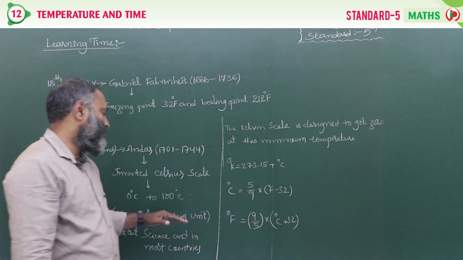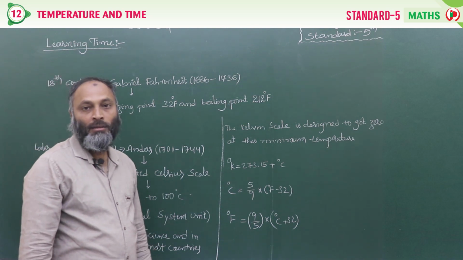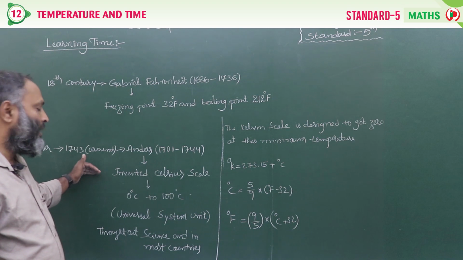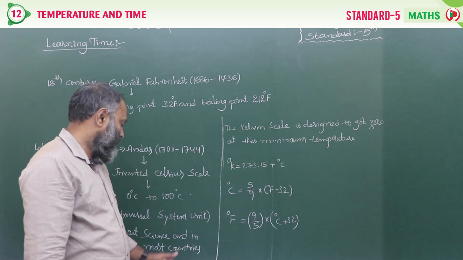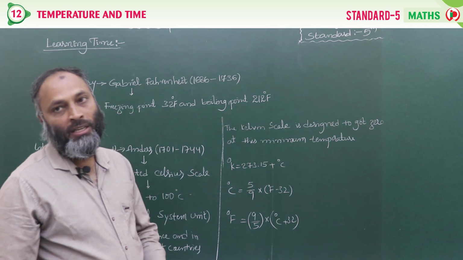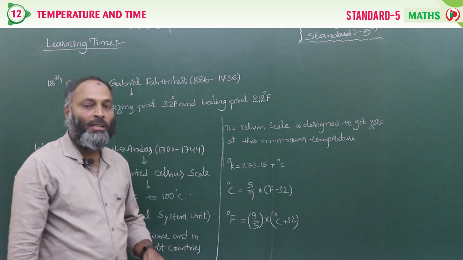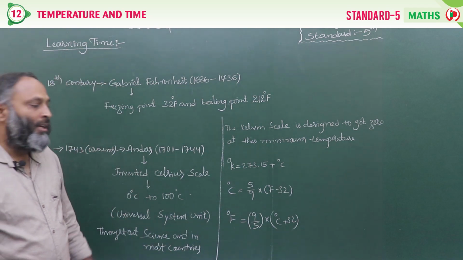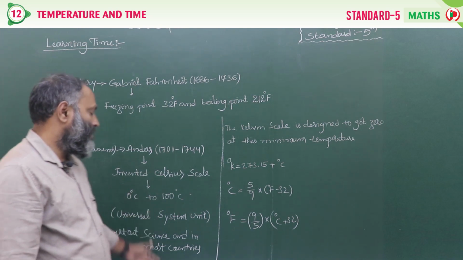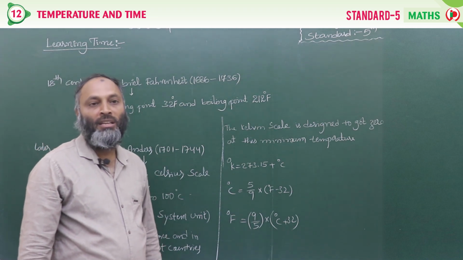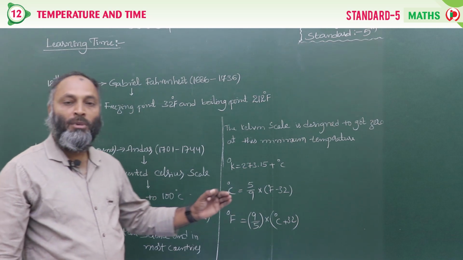This degree Celsius scale is also called the universal system unit. Most of the countries follow this Celsius scale. And throughout science, we use degree Celsius. Whenever there is a temperature, we represent it in degree Celsius in science. So in complete science we use degree Celsius, and most countries follow the Celsius scale only. That is why degree Celsius is called the universal system of unit.